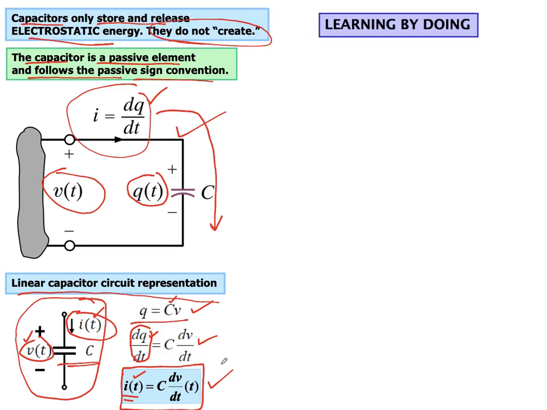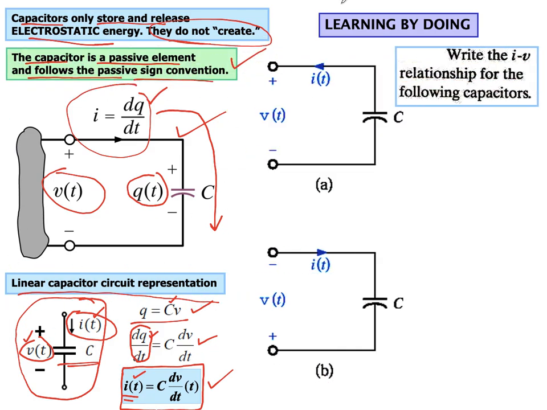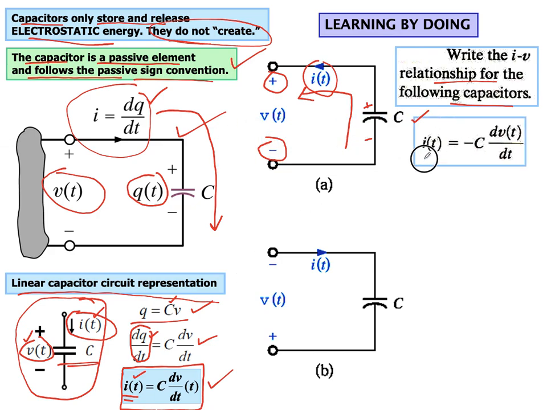Let's look at a little example, because we have said that the passive sign convention holds in this case. If we want to write the IV relationship for the following capacitors, here we can see this is the positive terminal, this is the negative terminal, but current is flowing in this direction. So what should be the value of I of t in this case? Since current is flowing from negative to positive, we will treat it as a negative current, as we have done for the case of resistors. So both the cases will follow the passive sign convention. In this case, I of t will be equal to negative C dV by dt.